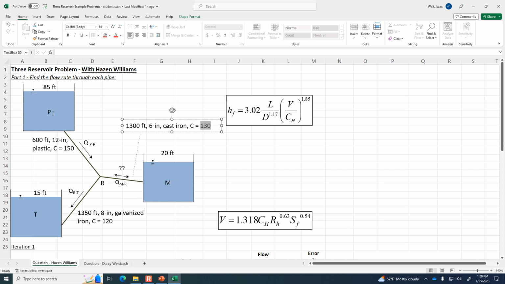But we know that the water's going from P to R. You can see the direction here has been specified from R towards T, but for the flow from R to M, we don't know if the water's going into that reservoir or out of that reservoir. We haven't done the calculations yet. Okay, so here is the Hazen-Williams equation to solve for the flow velocity.